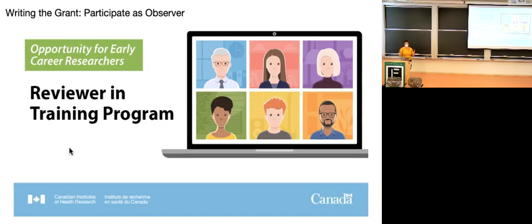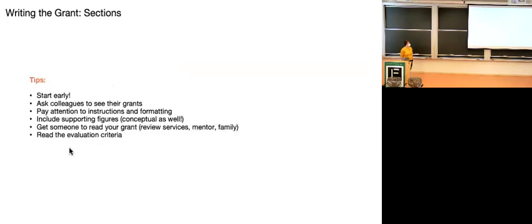You'll sit in on a CIHR competition. You will see how the process works. You will understand what people look for in grants and what they're going to discuss when they look at your grant. So you can look that up. I think they do a call each project competition. You probably need to be at least a postdoc or an early career researcher, so you need to have a position maybe.